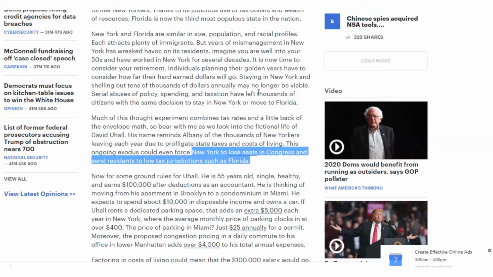So this is just a real world contemporary example of how federalism works and why it's relevant to us in our governing system.